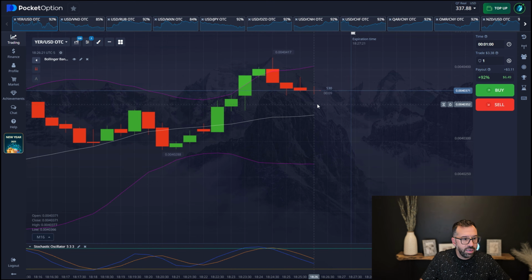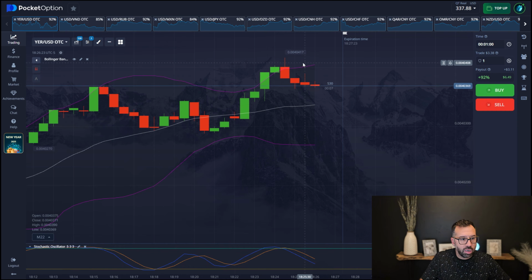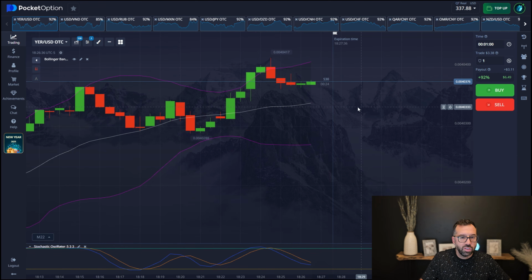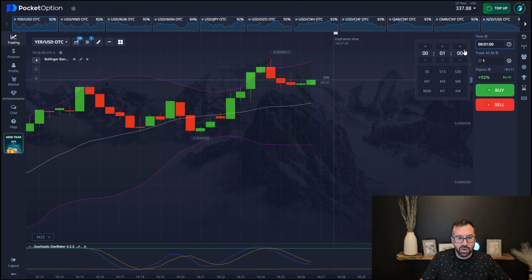So you can see here that this was way outside the Bollinger, and then it crossed over right here, and then we pushed down for 1, 2, 3 candles. So that would be a minute and a half. So that's why we have a 1 minute timer here. That's what we're gonna get into.